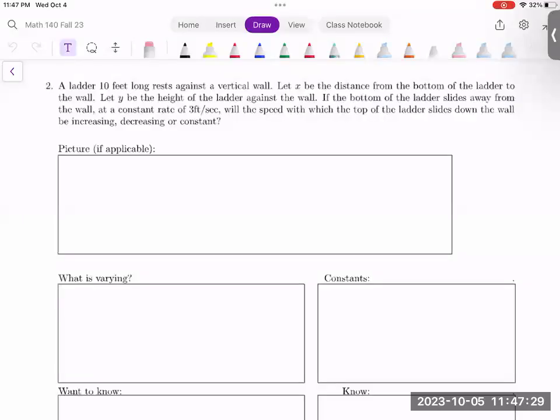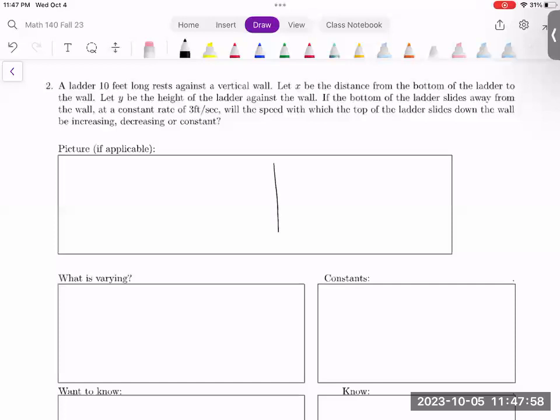Let's take a look at another example of a related rate problem. Take a moment and read this over. Anytime we have a related rate problem, it's going to be really helpful, if it's geometric, to try drawing a picture. So what's going on here?